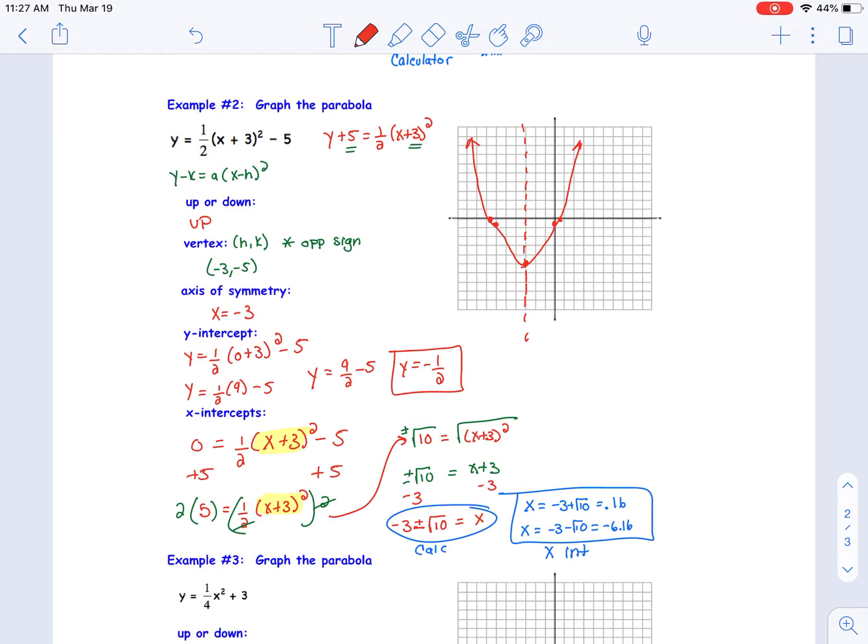All right, so that's the second example. I'll do one more example. I'll post another video for example 3. That'll be one that doesn't have x-intercepts, so it might be good to watch.